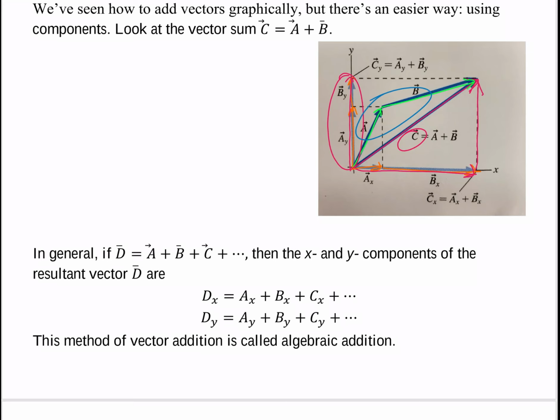D sub x equals A sub x plus B sub x plus C sub x plus however many other sub x's we have to add together. And the same thing is true for D sub y. Add all the y components together, and you're going to get the resultant vectors, D sub x and D sub y. And then you can put those together to make the resultant vector D. Okay? That's a really powerful thing to do. That's called algebraic addition, and that's what we really do when we're adding vectors together. Okay? That's the best way to do it.